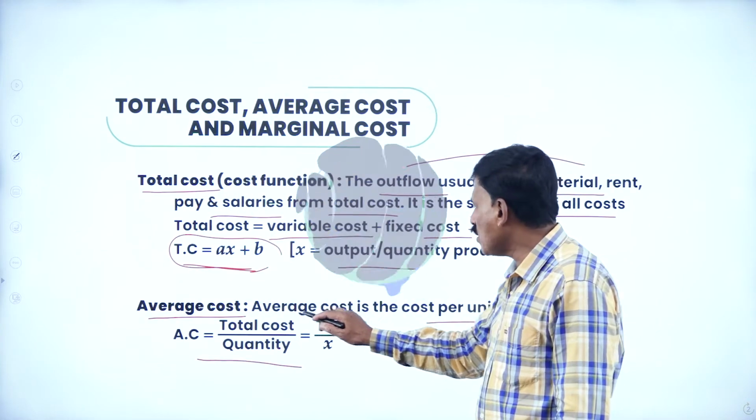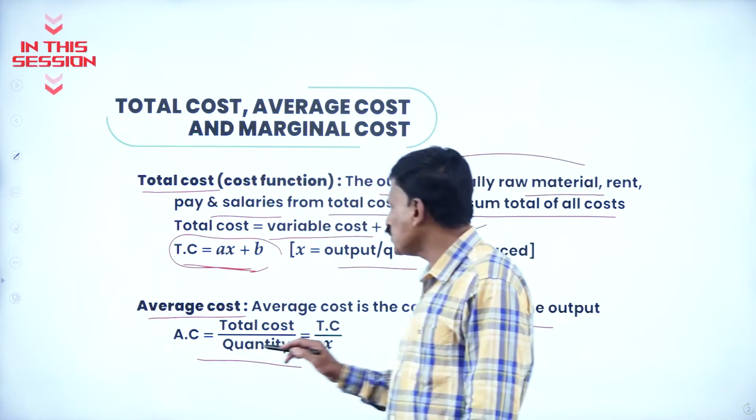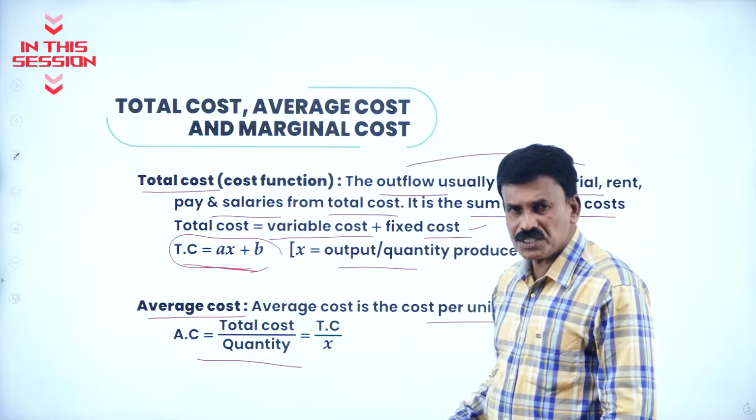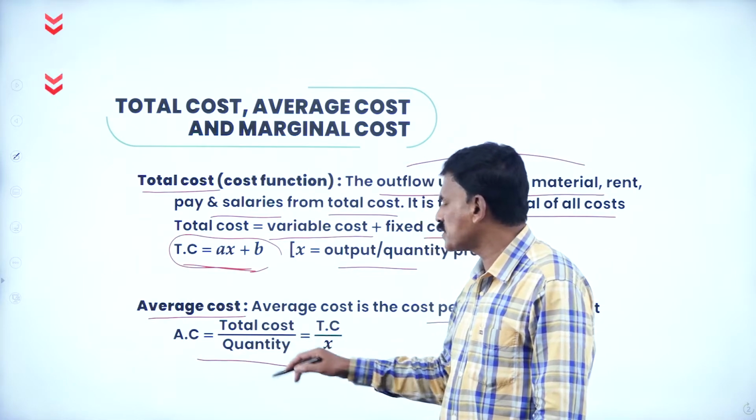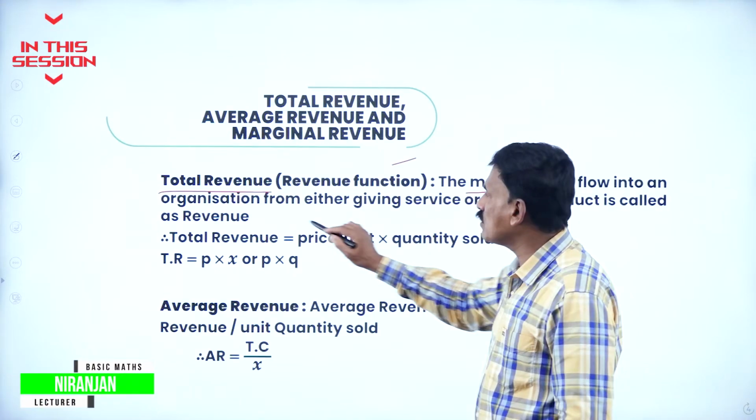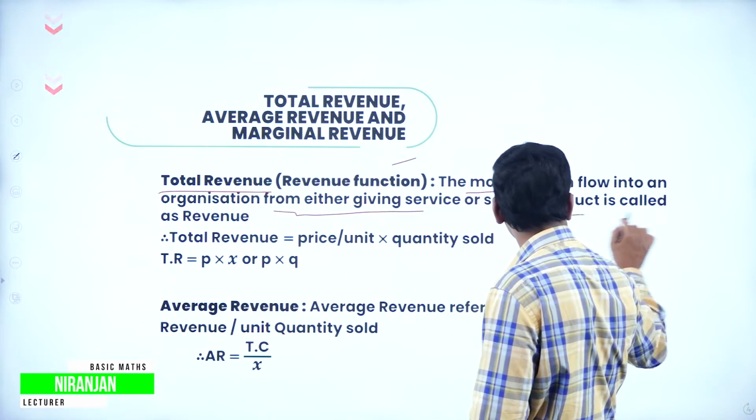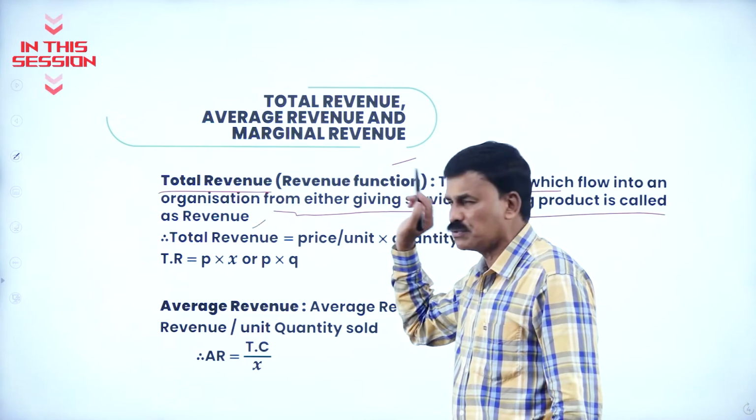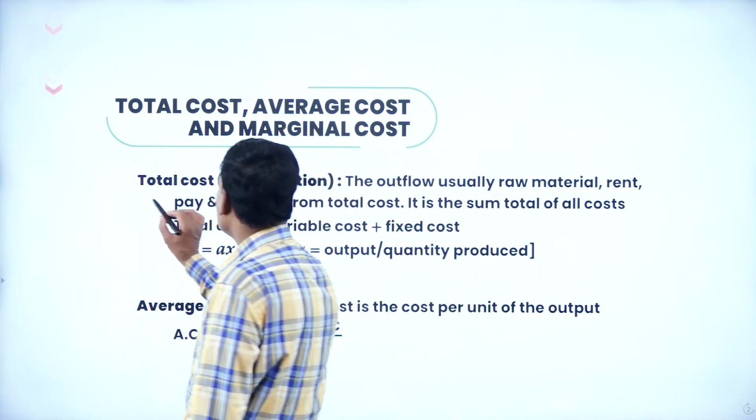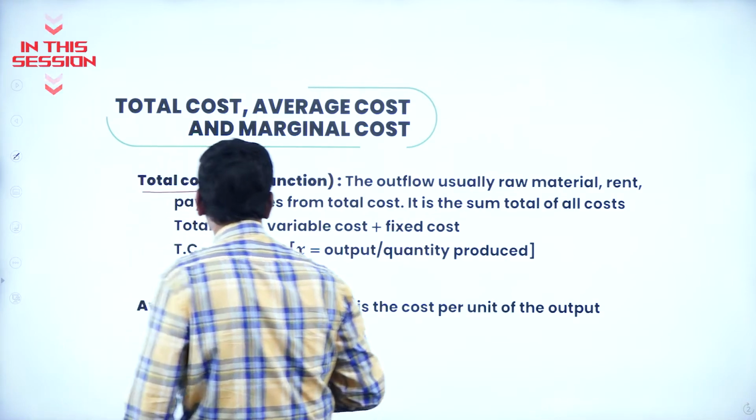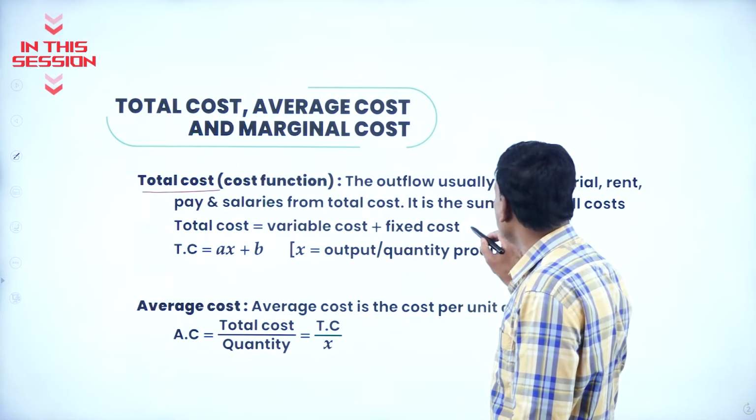How to define average cost: it is the total cost per unit output, or average cost is equal to total cost divided by the quantity. The money which flows into an organization from either giving a service or selling a product is called the revenue. Now what is meant by total cost? Total cost is nothing but the variable cost plus the fixed cost.